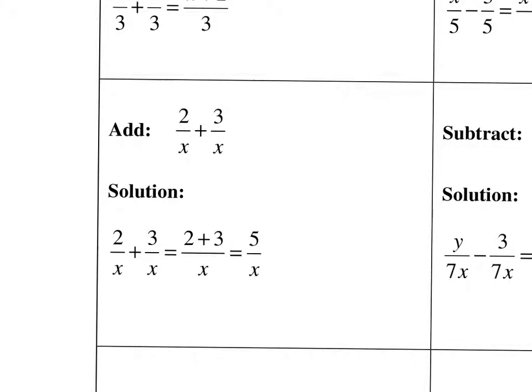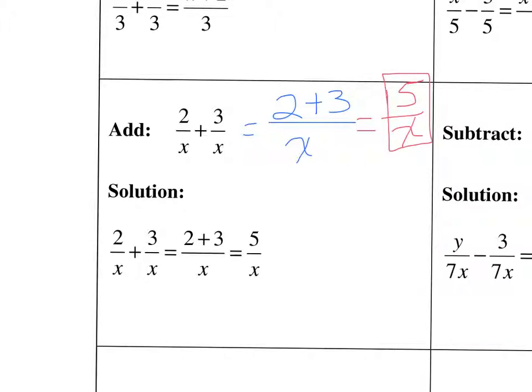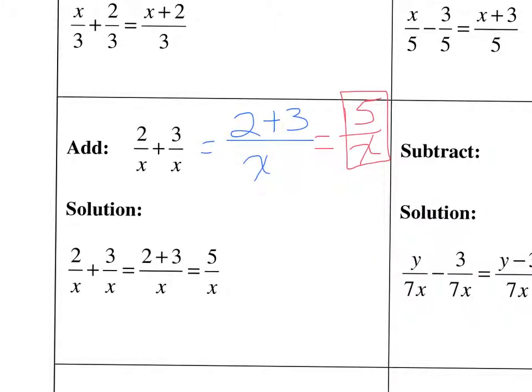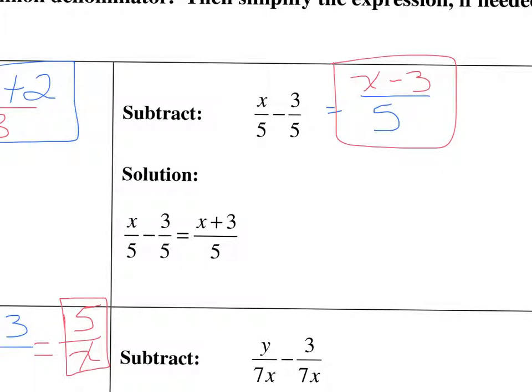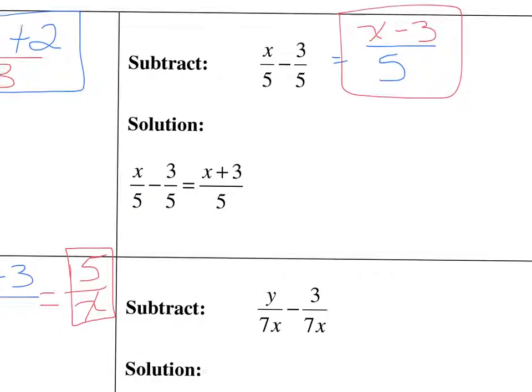We're going to add these. The denominators are going to be the same. So this denominator is going to be x. We're going to add the numerators. Now this time, we do have like terms up here once we put the addition in, and so we're going to simplify them. 2 plus 3 is 5, so this becomes 5 over x. So always simplify your numerator if you can, if they're like terms. In the previous examples, they were not like terms. These are not like terms, so they cannot add. These are not like terms, so they cannot subtract.